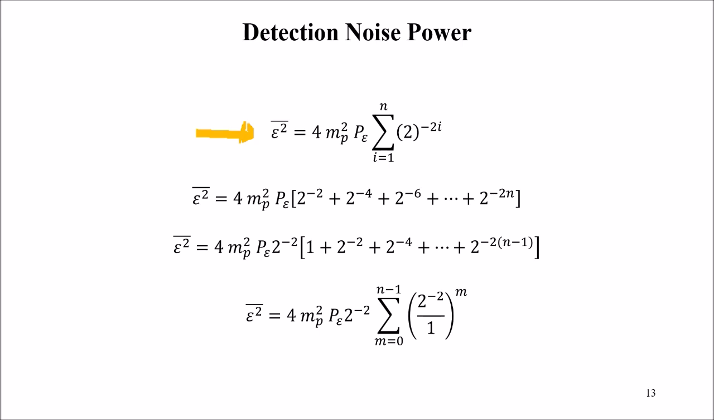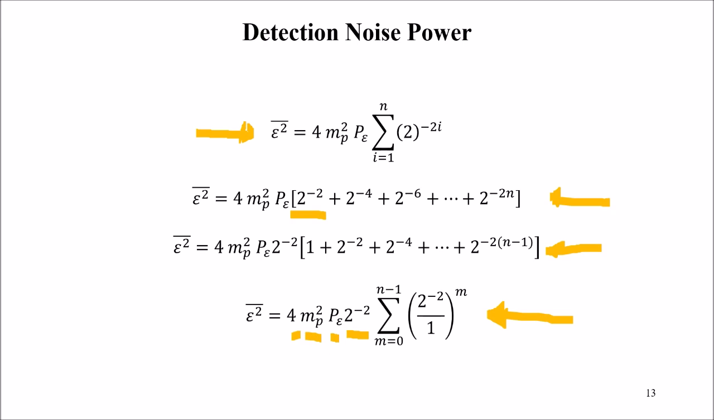So evaluating the summation, I've written out the terms in the summation starting with I equals 1, then I equals 2, 3, etc. in general, all the way up to I equals n. So we get this summation as listed on this line. Factor out 2 to the minus 2 from each one of these terms, and we get the summation that is listed below. And then turning it back into the summation format, we have a 4 mp squared probability of bit error, then 2 to the minus 2 as a constant times the summation.